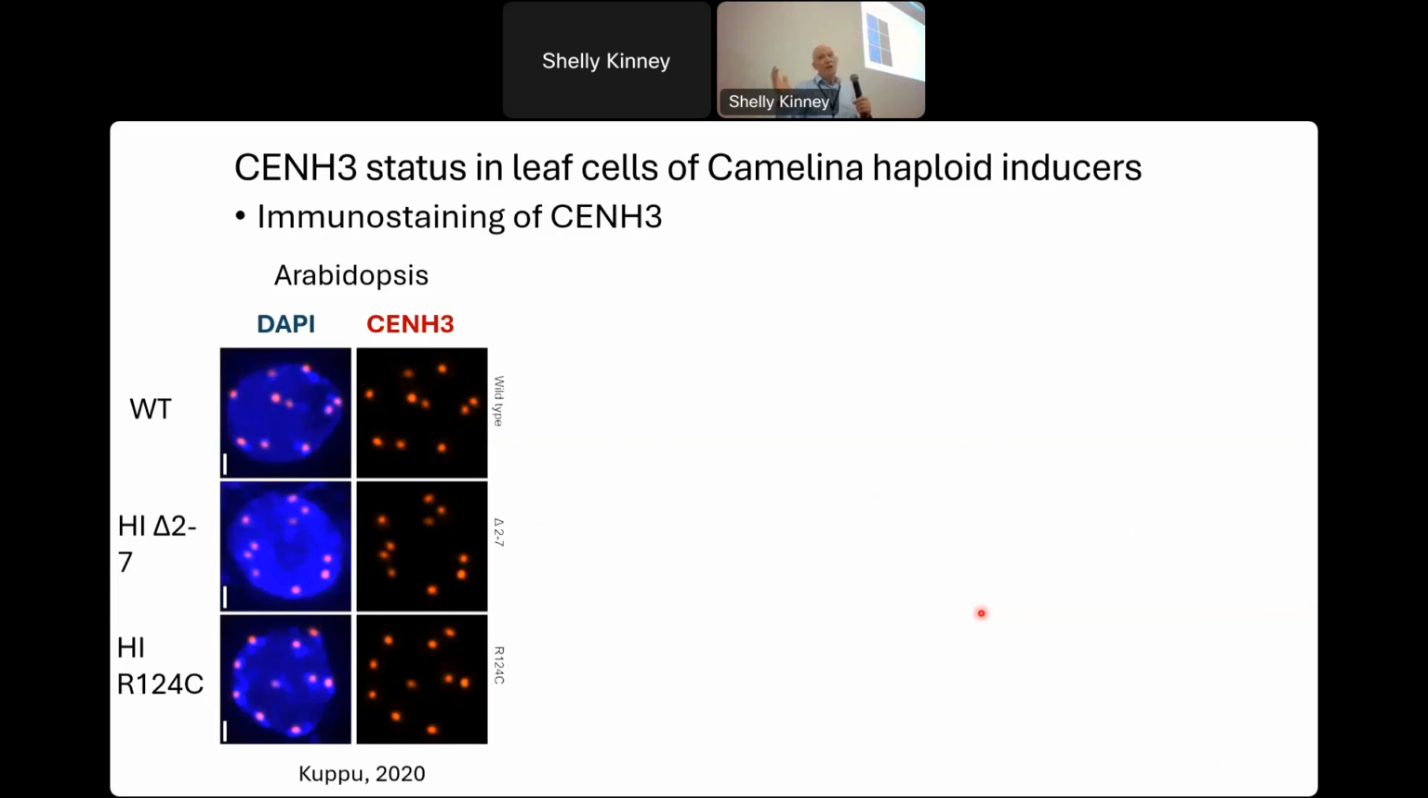So we decided, well, let's look at Camelina. Let's see what we have. The first question was, is our modification impairing this SNH3? So here is Arabidopsis for comparison. We're looking at nuclei in leaves, and we have the wild type. The centromeres are occupied by SNH3. And here are two good haploid inducers, and we see the same, no difference.